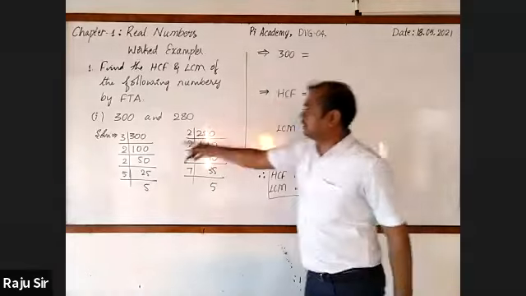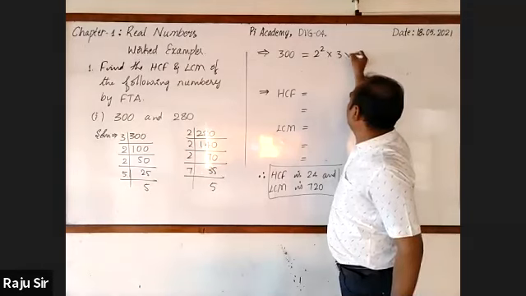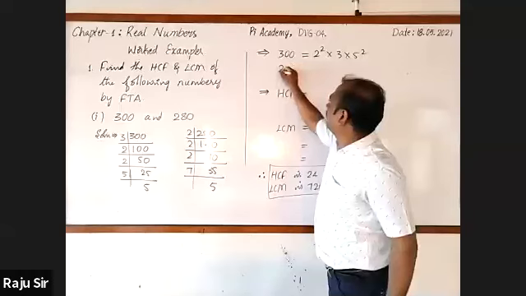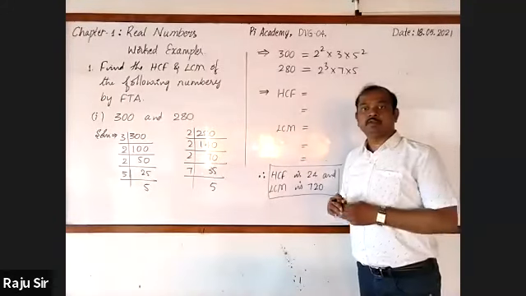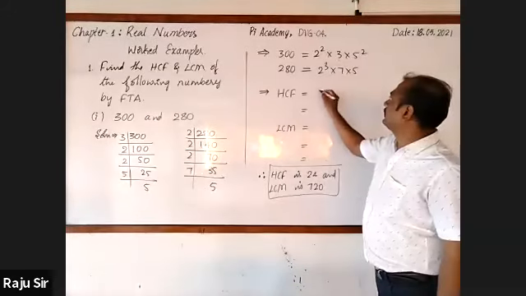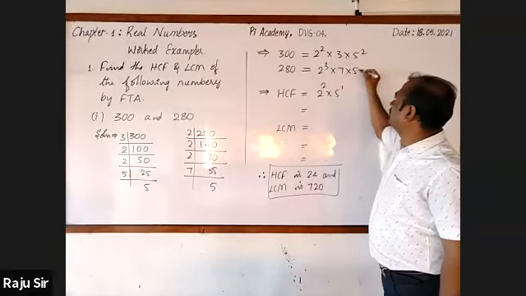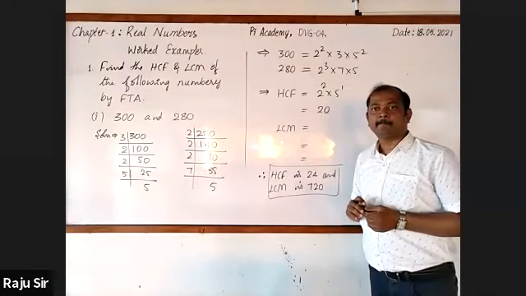The prime factorization of 300 is 2 square into 3 into 5 square. Just to check this, whether you got the same. And the prime factorization of 280 is 2 cube into 7 into 5. Have you got the same? Yes, sir. For HCF, take only the common factors: 2 and 5. The least power of 2 here is 2 and the least power of 5 is 1. Have you got 20? Yes, sir.